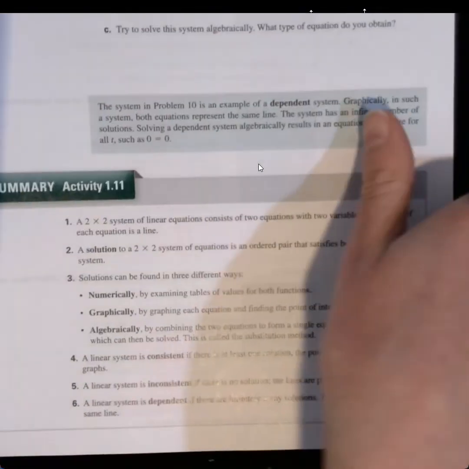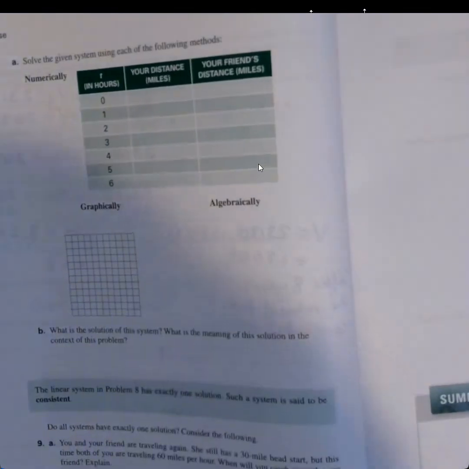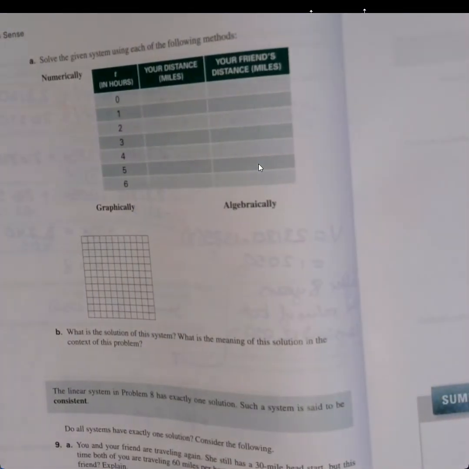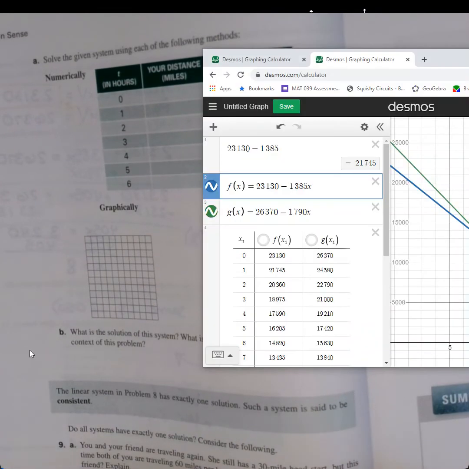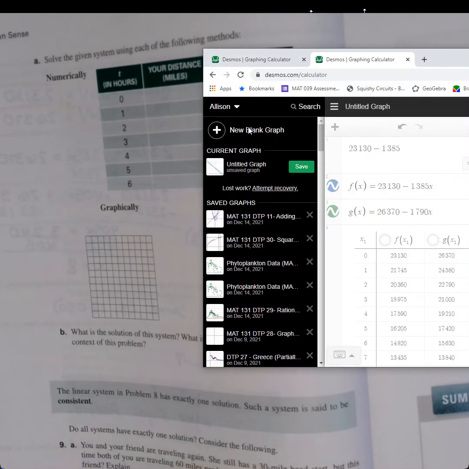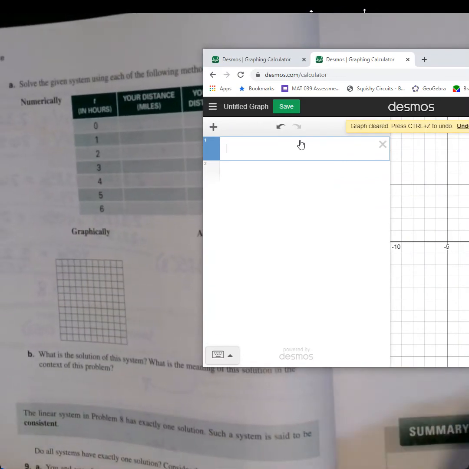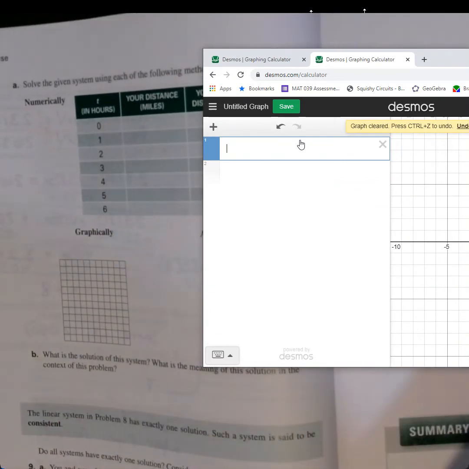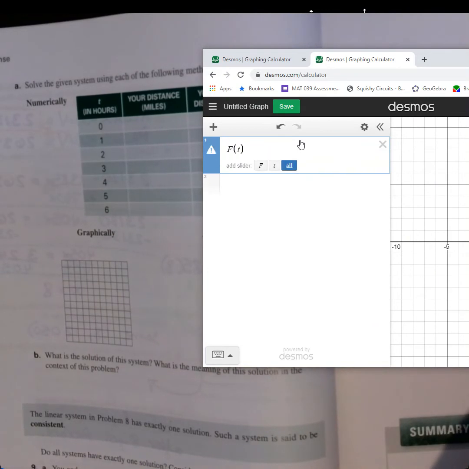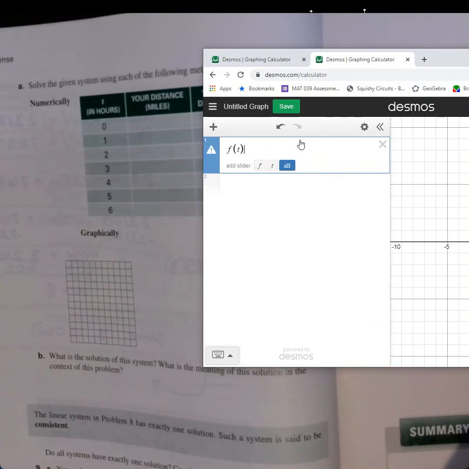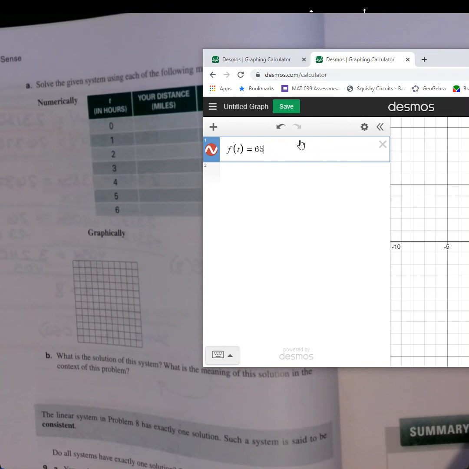So what do we get to do with that? I get to make a table. So I better open my decimals again. Just going to clear this one and we'll put in our two equations. So I'm going to call my distance f of t. I didn't mean to capitalize that f. There we go. And we were at 65t.